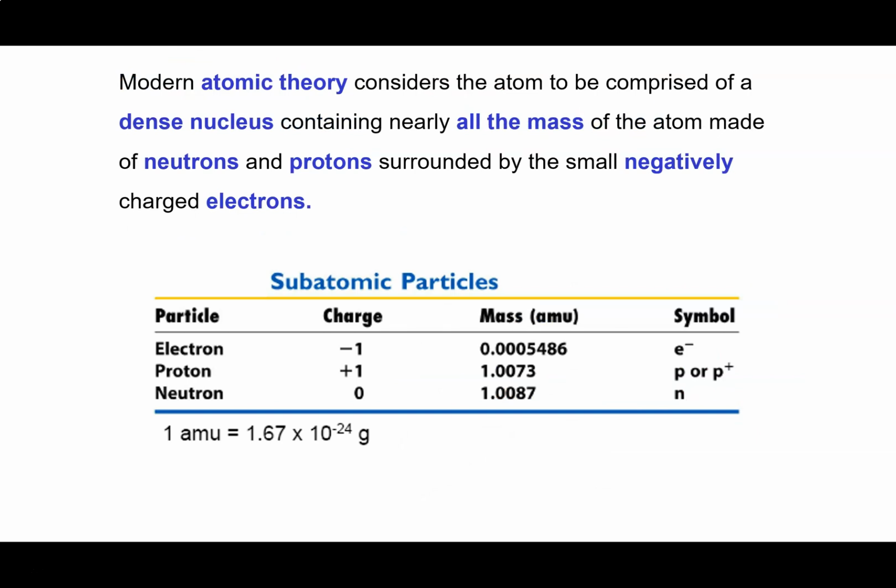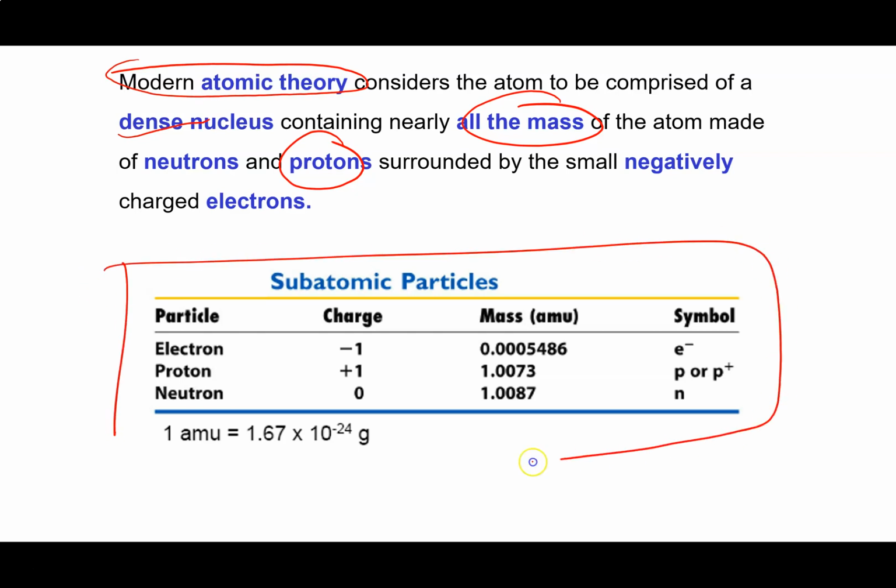So the atomic theory that we're going to be using, the updated theory from what Dalton proposed, considers that the atom is comprised of a dense nucleus that contains nearly all the mass of the atom, and that nucleus is made of neutrons and protons, tightly bundled together. Because of the presence of protons, it's going to be positively charged. At a great distance from the nucleus are negatively charged electrons that are very light. So we know the masses and the charges of all of these subatomic particles now.